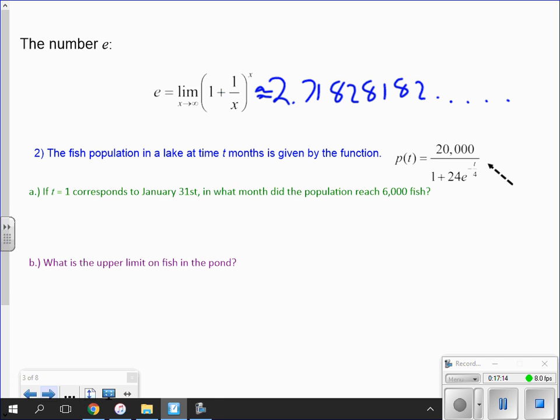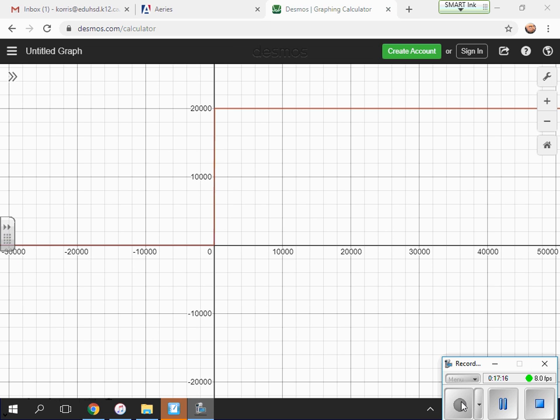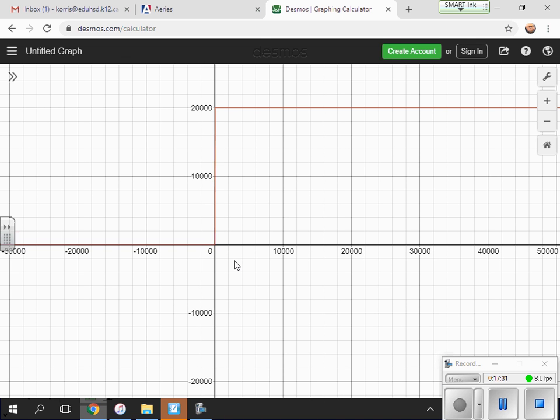Give me a second to pause this. I meant to pull up a graph. If you graph this on your calculator, you do not see the whole picture right away. If you have your standard window, all you have is a tiny little bit right down inside here. You have to zoom way out to get what happens. And it says when you reach 6,000 fish.